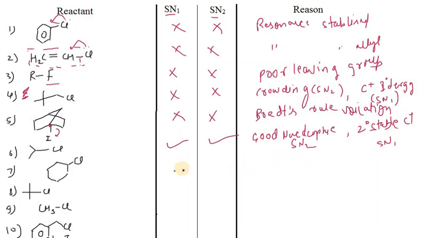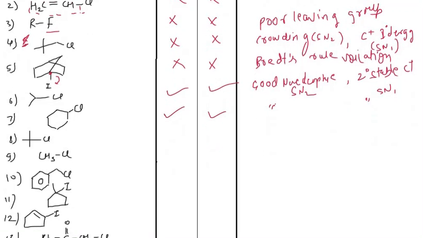If we talk about the next structure, this will also again favor SN1 and SN2. Same is the reason. When there is a good nucleophile, then we will go towards SN2. When the carbocation is stable, or the solvent is polar protic, then it will go towards SN1.